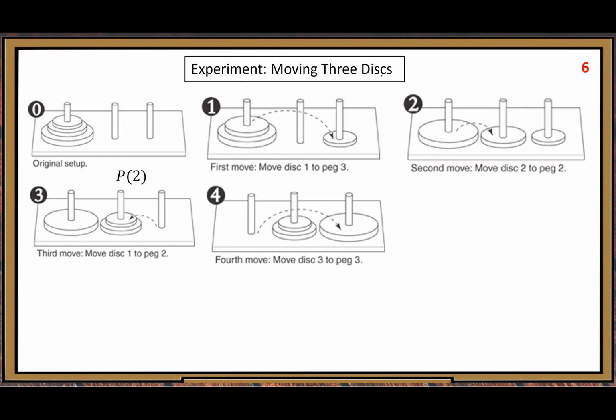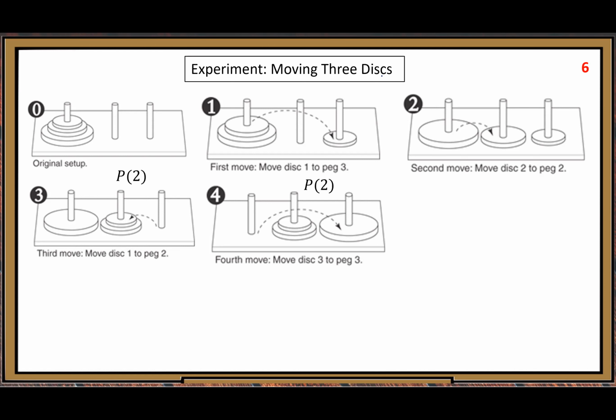Now here we treat peg 3 as our destination peg, because at the end, all 3 disks must be moved to peg 3 following the natural order. So now the largest disk is on our destination peg. Here I use P of 2 to represent the problem of size 2.